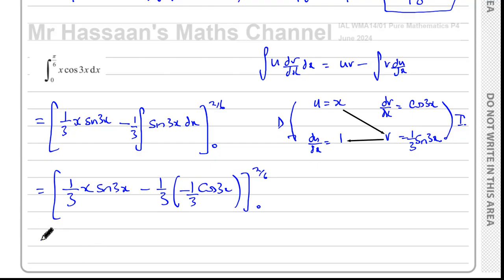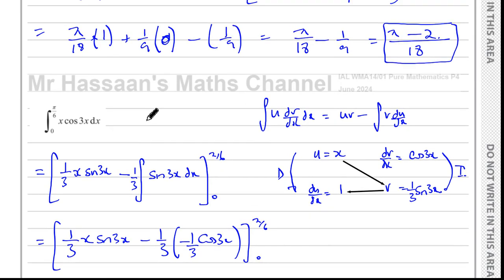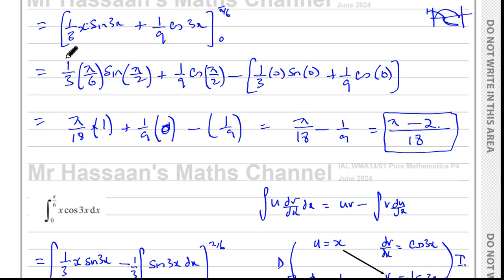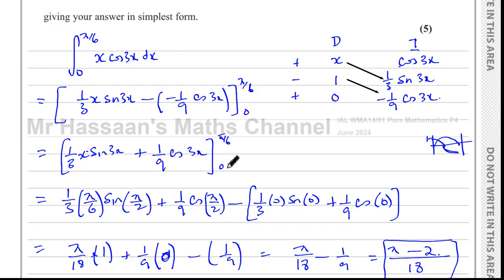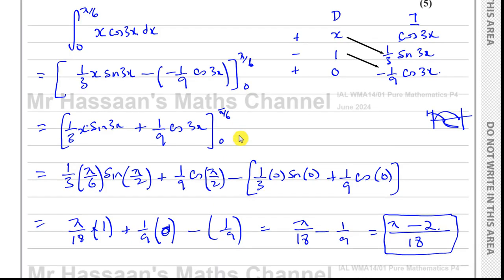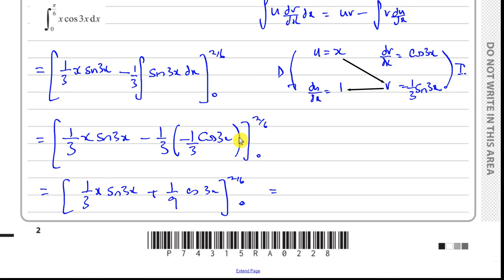Basically, I'm going to just stop here because it's the same now. So you have a third x times sine of 3x plus 1 over 9 cosine of 3x, limits pi over 6 to 0. Okay, and we can see that I've already shown up to there. We had exactly the same thing: a third x sine 3x plus 1 over 9 cosine 3x, limits of pi over 6 and 0. This one just seems a lot more user-friendly, that's all. But it's basically the same thing that we've done. So there we have the answer.